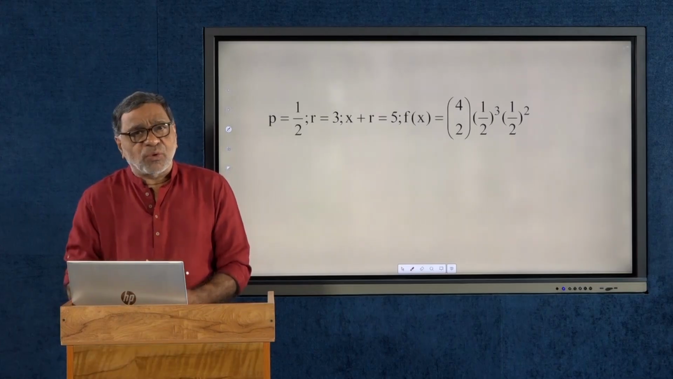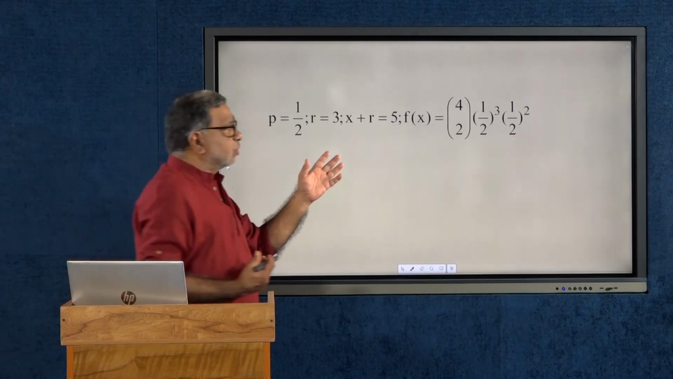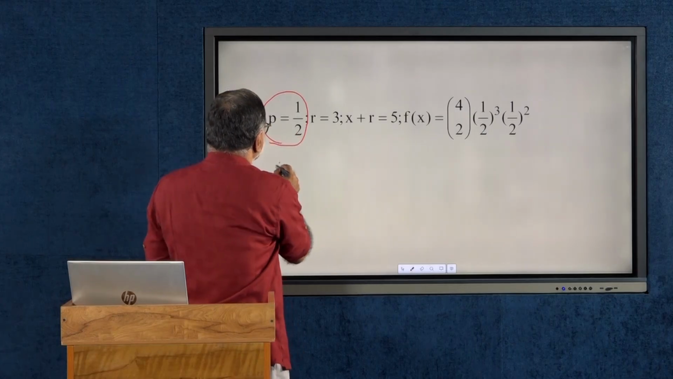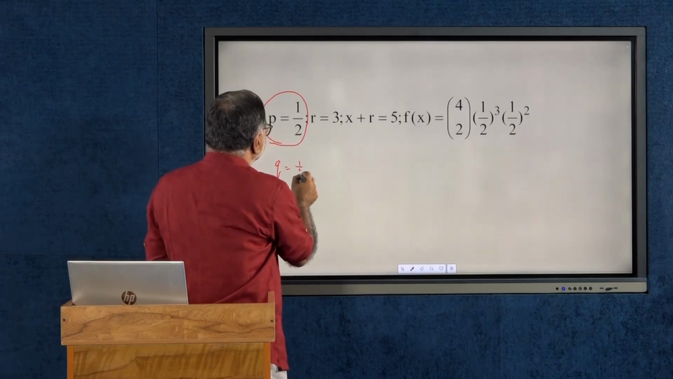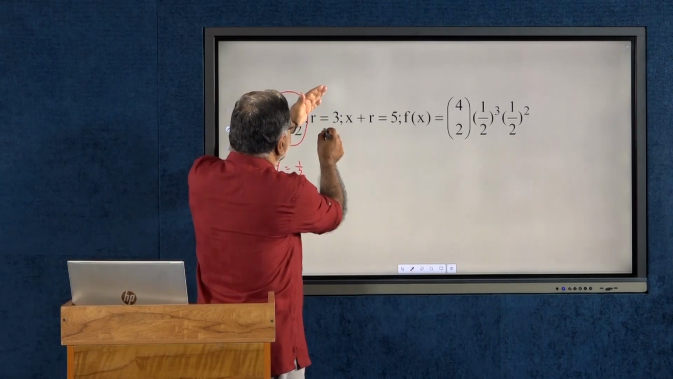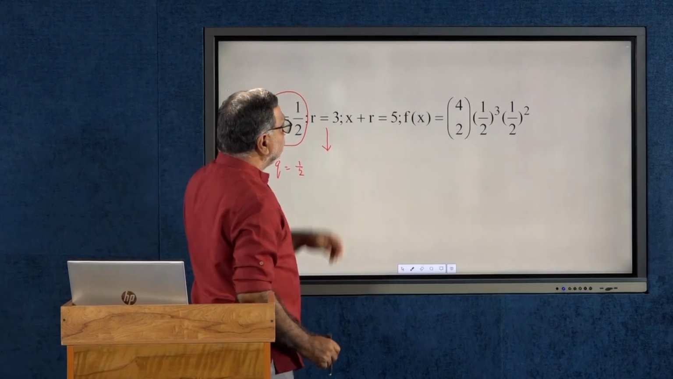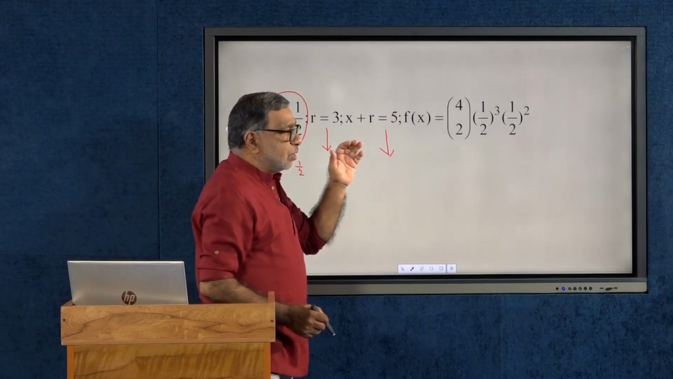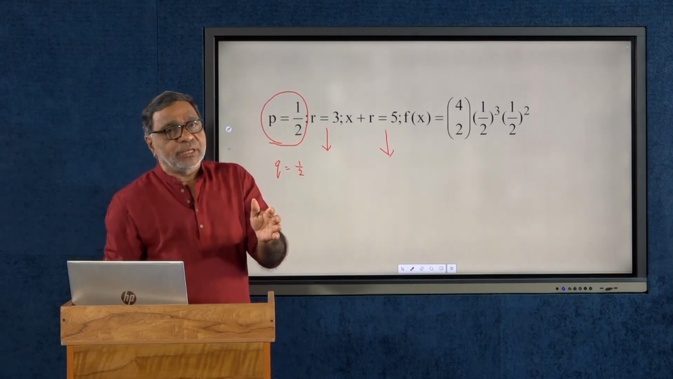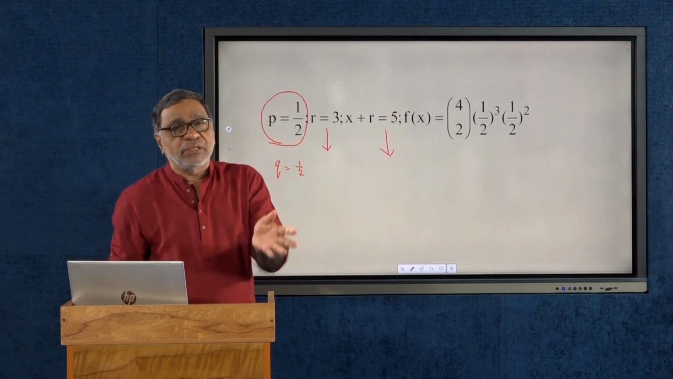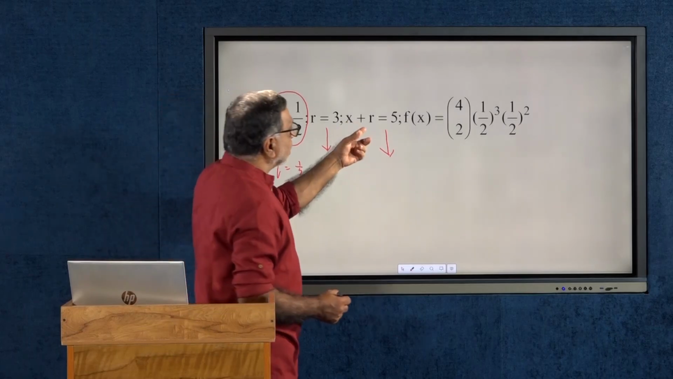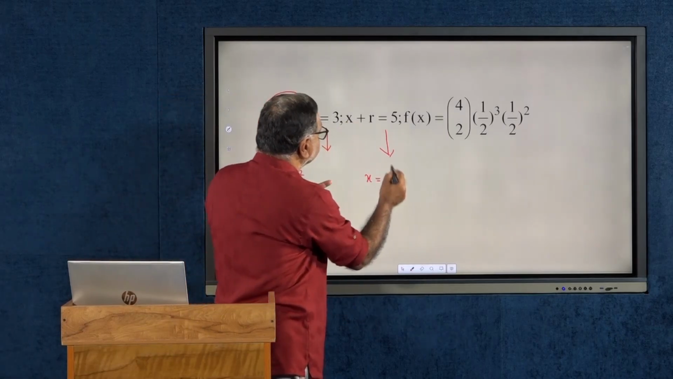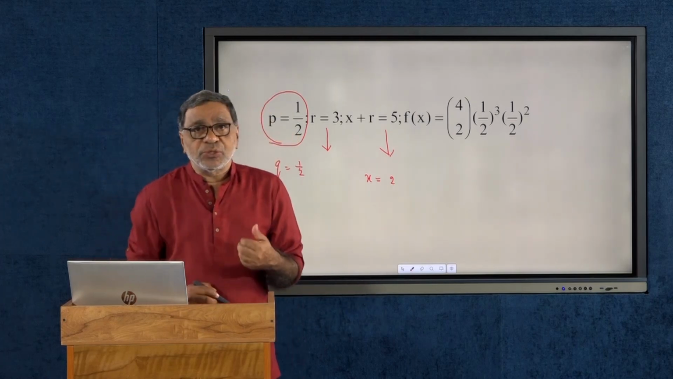So P is equal to 1 by 2, which means it is an unbiased coin, so Q is also equal to 1 by 2. And the number of successes, how many successes do we have? 3. And how many trials do we have? 5, because our aim is to find the probability of getting 3 heads in the fifth toss. So x plus r is equal to 5. That means the number of failures preceding that is 2, so x is equal to 2.